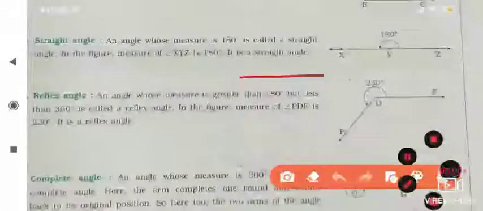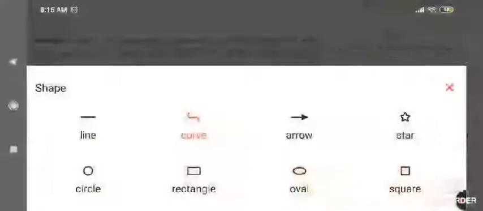Now next is the straight angle. What does a straight angle mean? There is one common point, and there are two arms. The two arms of the angle are opposite to each other.